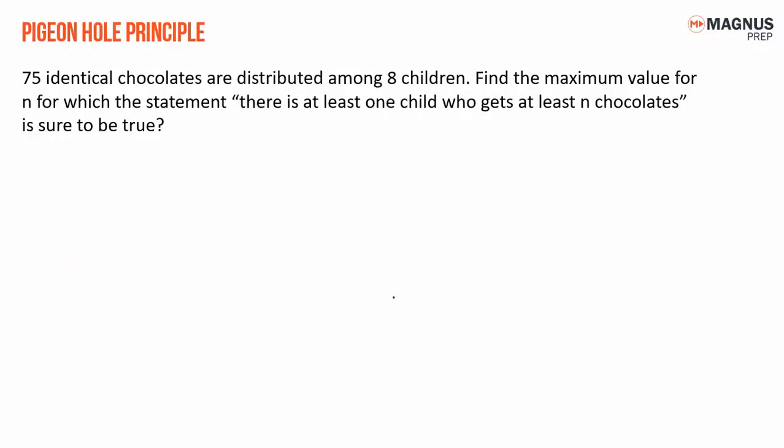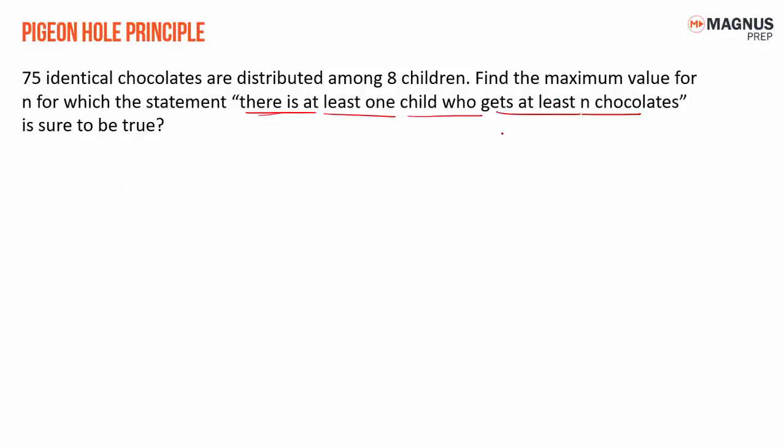Let's look at another question. 75 identical chocolates are distributed among 8 children. Find the maximum value for n for which the statement "there is at least one child who gets at least n chocolates" is sure to be true. This is the most important part of this particular question: there is at least one child who gets at least n chocolates. So what is that value for n is what we're looking at.